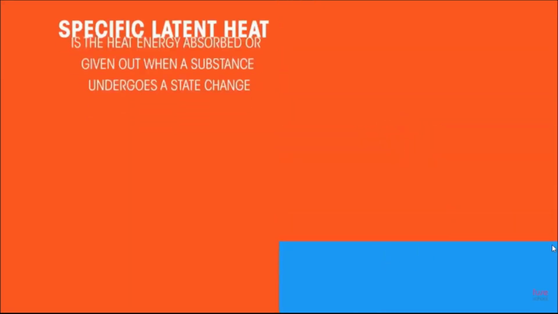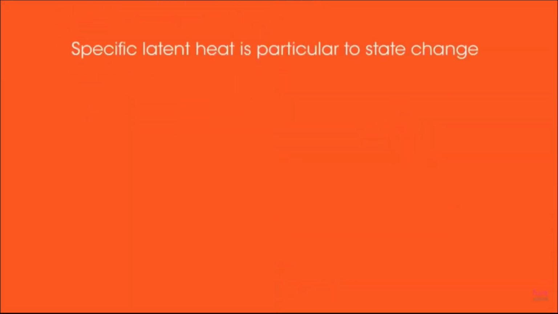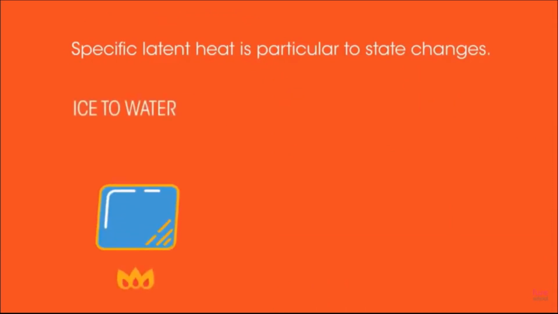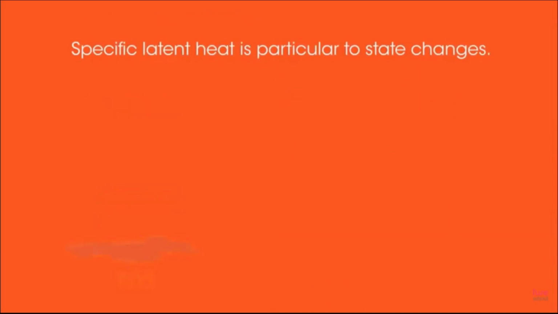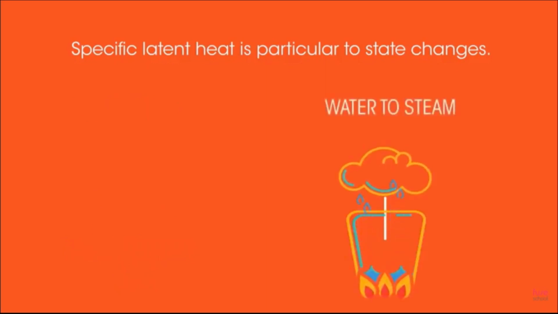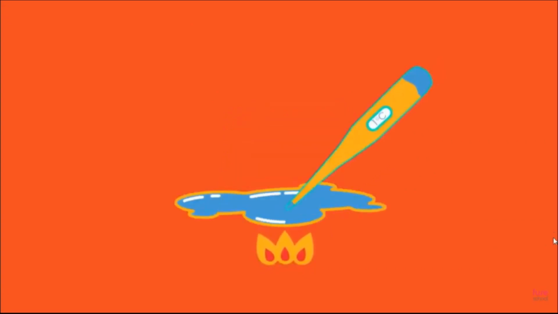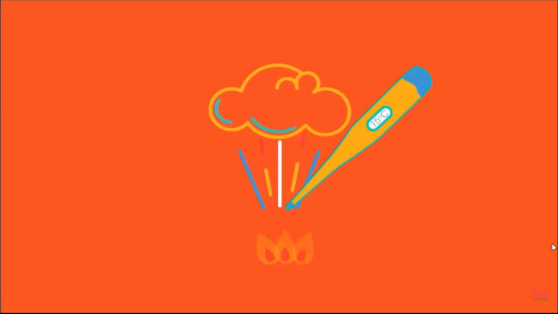Two key things to note. Firstly, that specific latent heat is particular to state changes. So the specific latent heat to change ice to water is different to the specific latent heat to change water to water vapor. And secondly, that there is no change in temperature during this change of state. It remains constant. The temperature will only change once the state change has completed.